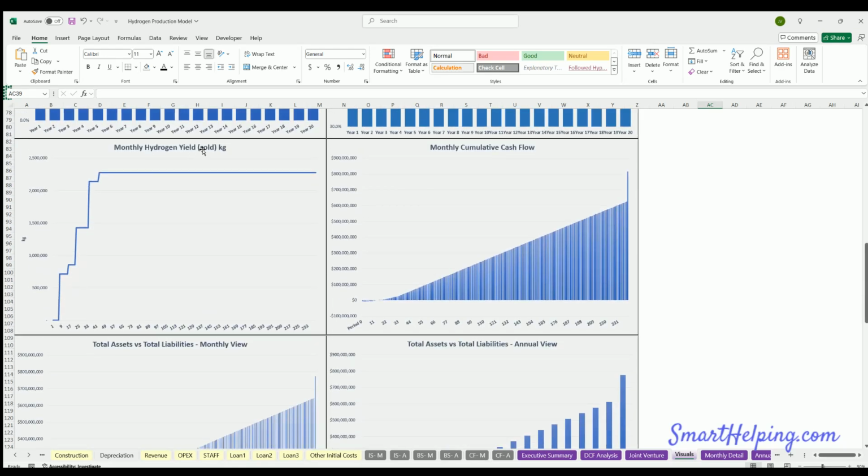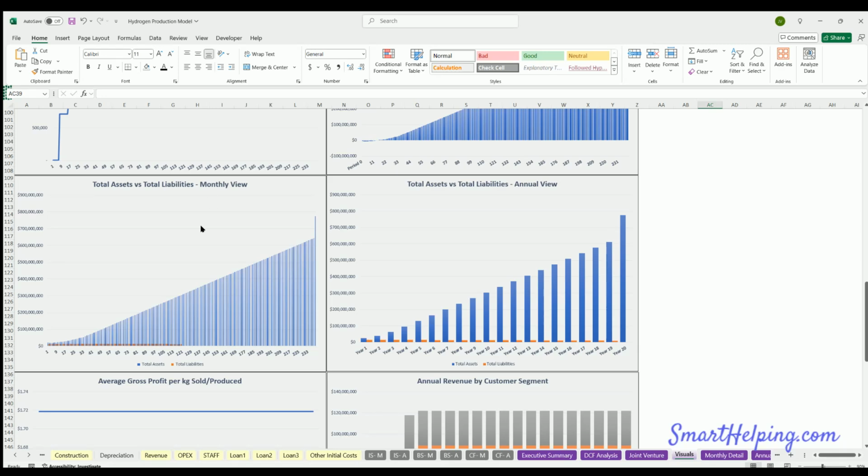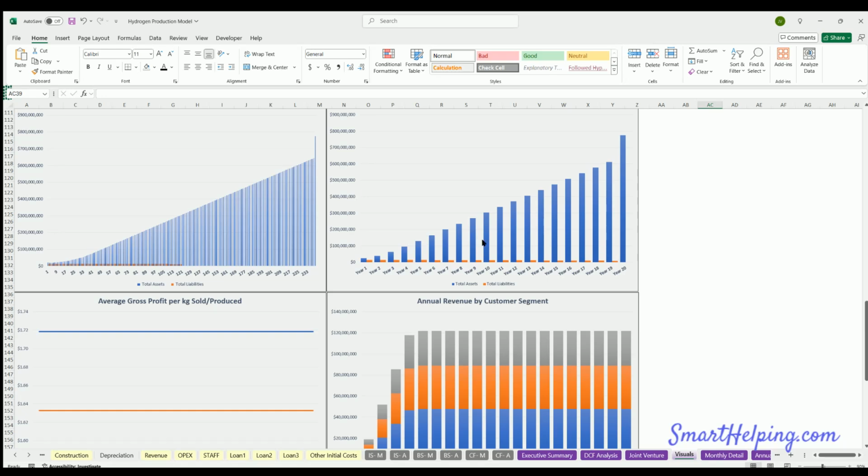You've got your monthly hydrogen yield, so the amount you're selling per month here. Monthly cumulative cash flow. There's your break even on equity rate around month 12 or, well, what is that, 15? Total assets versus liabilities, monthly view, annual view of assets versus liabilities. This is just, as you're making money, this is what happens, and your liabilities are going down as you pay off that debt.